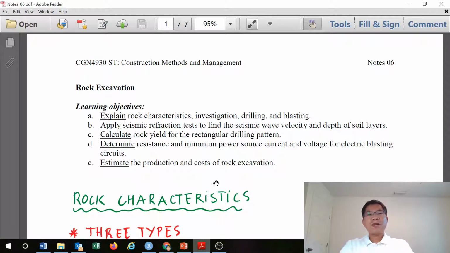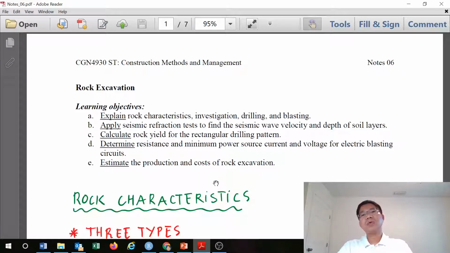Today's lesson we learn rock excavation, and we have 5 learning objectives. First, explain the rock characteristic, investigation, drilling, and blasting. We apply the seismic refraction test to find the seismic wave velocity and depth of the soil or rock layers. And we calculate the rock U for rectangular drilling pattern.